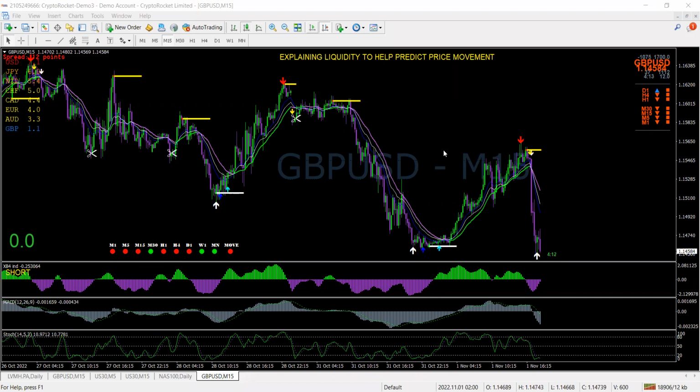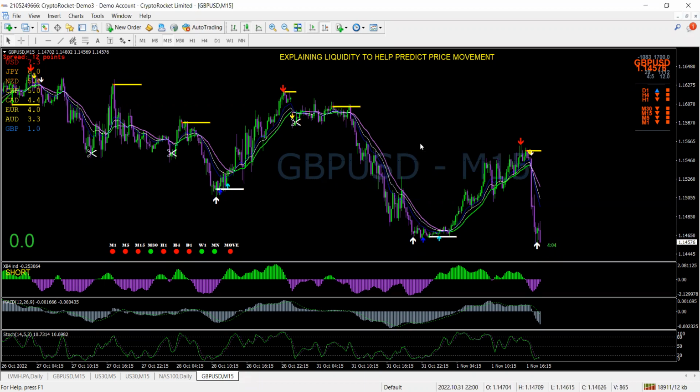Okay, in this tutorial, I'm going to be explaining how we can use liquidity to predict price movement. What we know about liquidity is that when the banks take liquidity, their next phase will be to create liquidity. So we can identify those phases in the market, especially on high time frames. We can dictate the next move.